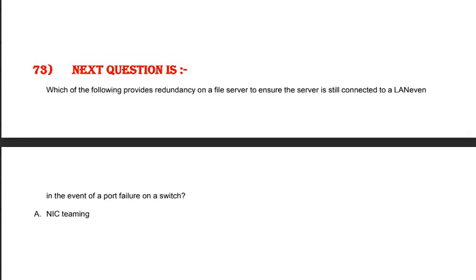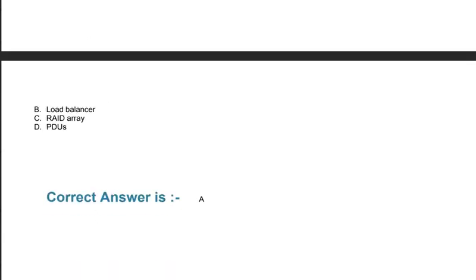Question is, which of the following provides redundancy on a file server to ensure the server is still connected to a LAN even in the event of a port failure on a switch? Option A, NIC teaming. Option B, load balancer. Option C, RAID array. Option D, PDUs. Correct answer is option A.